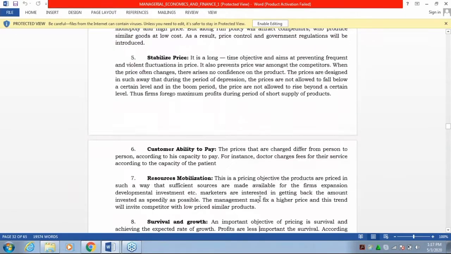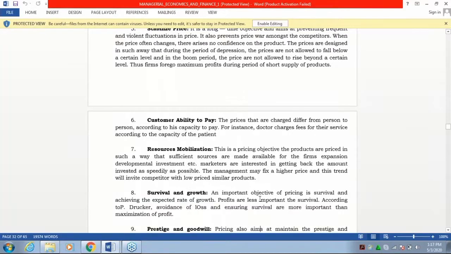Another one is customer's ability to pay. So the prices charged differ from person to person according to his capacity to pay. Just for example, doctors charge fees for their services according to the capacity of the patient. Yes, of course, look at the customer's ability to pay.